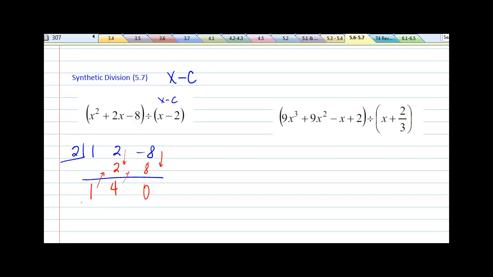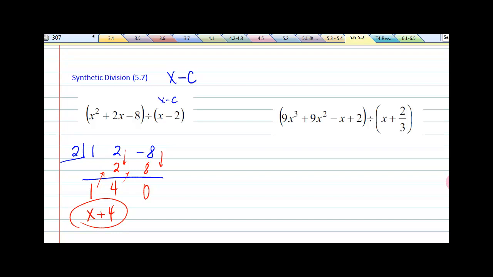When we write synthetic division, our answer is always going to be 1 less than the power that we started with. In this case, I started with an x squared, so my answer is going to be x. The coefficient of that is 1. And then we just write the next term, plus 4. So that's the answer. Synthetic division is really fast. As long as we learn the process and how to set it up, it doesn't take that long to work.